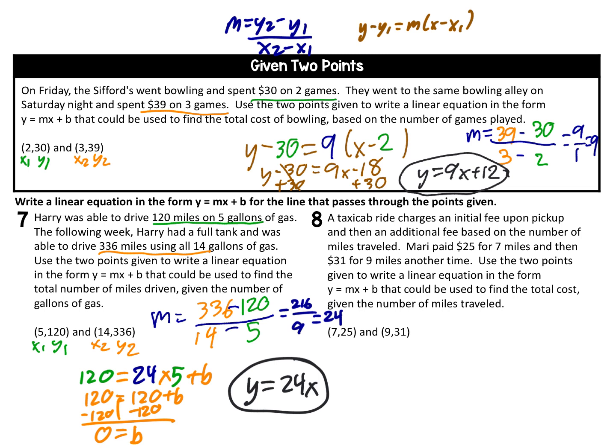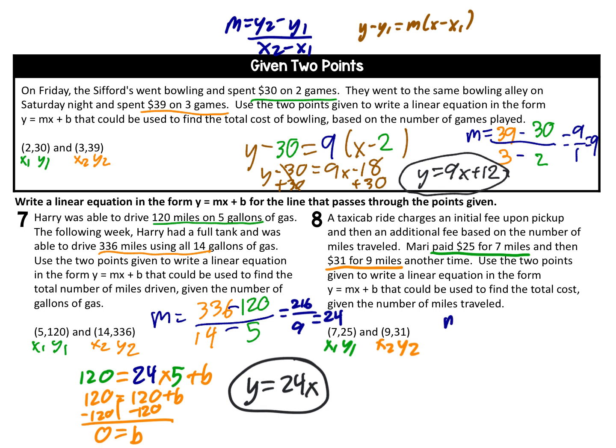In the final practice problem, a taxi cab ride charges an initial fee upon pickup and then an additional fee based on the number of miles traveled. Marie paid $25 for 7 miles and then $31 for 9 miles another time. Use the 2 points given to write a linear equation in the form y equals mx plus b that could be used to find the total cost given the number of miles traveled.